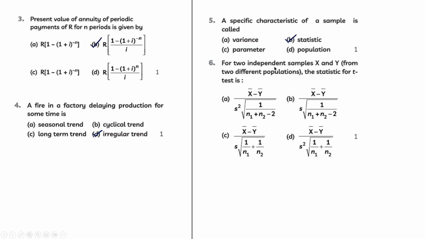Next question, for two independent samples X and Y from two different populations, the statistic for t-test is. So for the t-test statistic, we have two independent samples X and Y given. It is given by (x bar - y bar) upon s into root of (1 by n1 + 1 by n2), where s is the pooled standard deviation. So the correct option is option C.